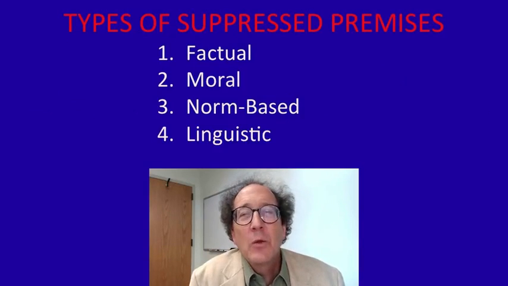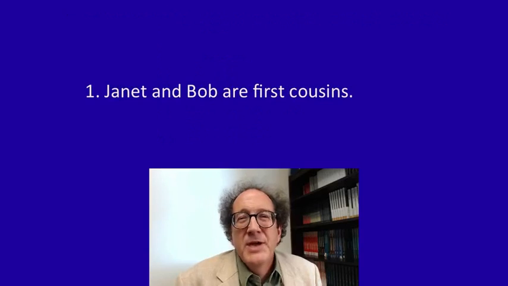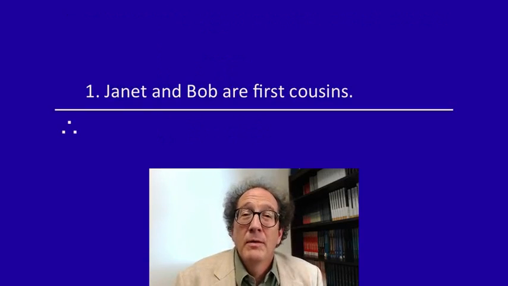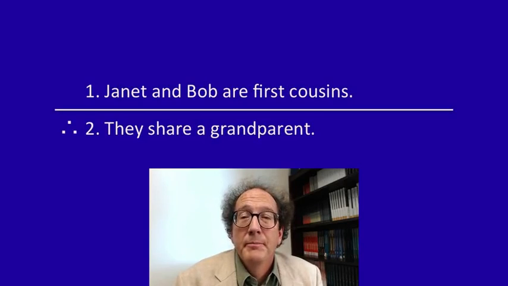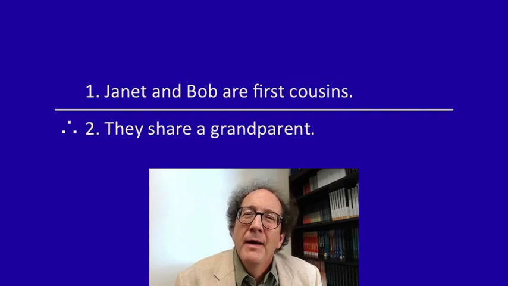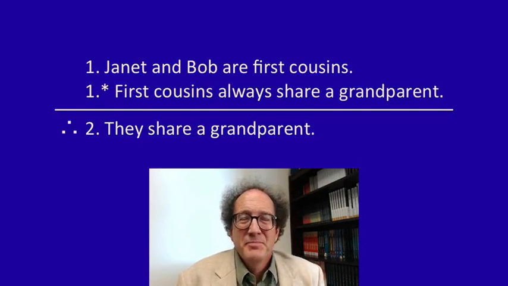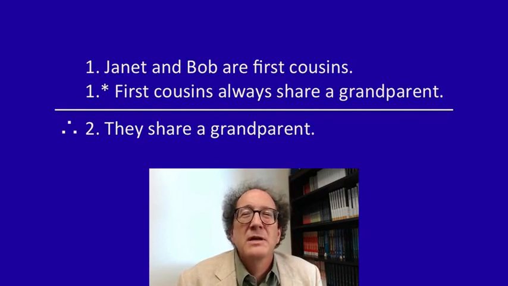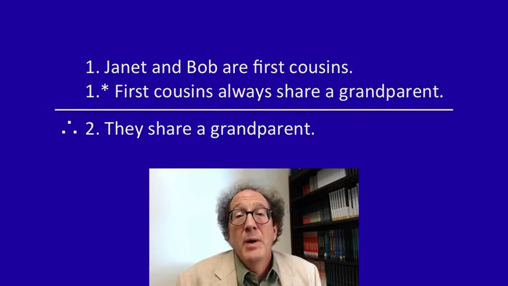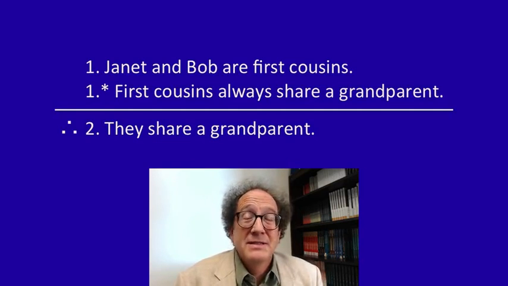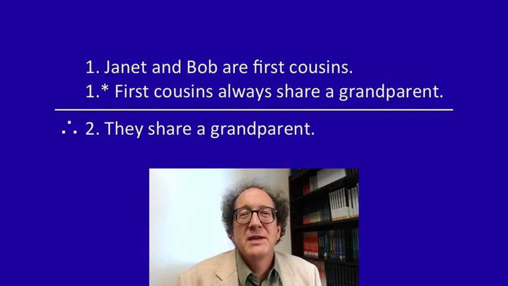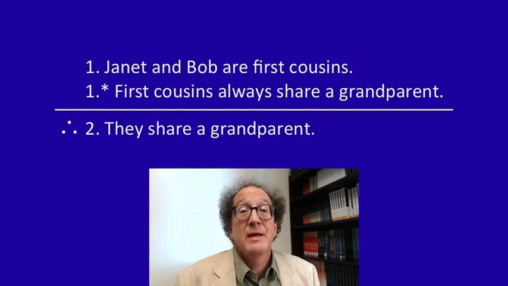It has to do with linguistic suppressed premises. Janet and Bob are first cousins, therefore they share a grandparent. Now, in order to understand that argument, you have to know that first cousins always share a grandparent. That just follows from the definition of what a first cousin is. But it's not quite so obvious as that all biological sisters are female. And so there's even more need to bring out that linguistic suppressed premise in this case. But it's still not necessary to make the argument valid.